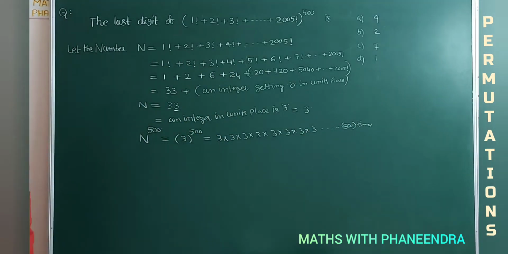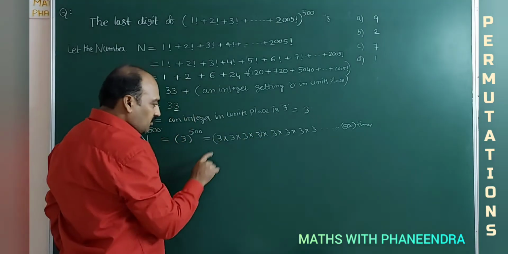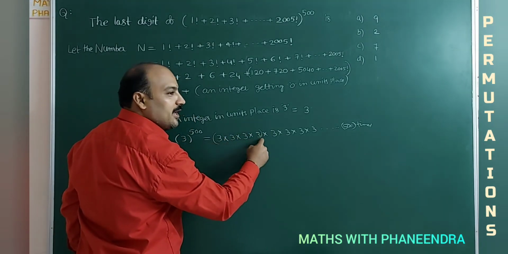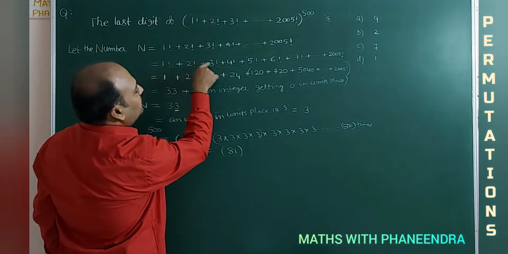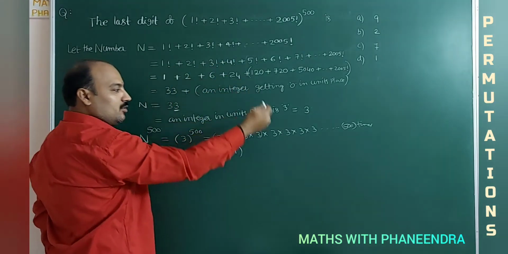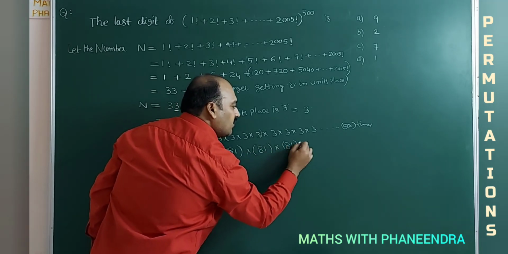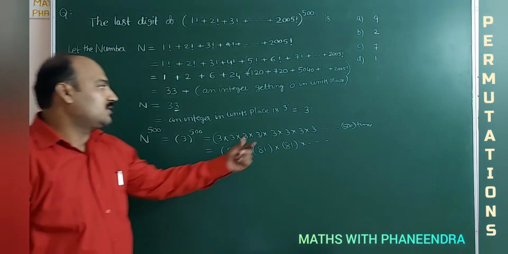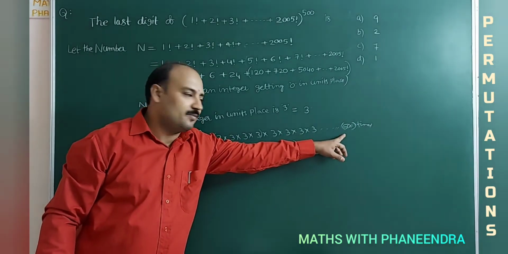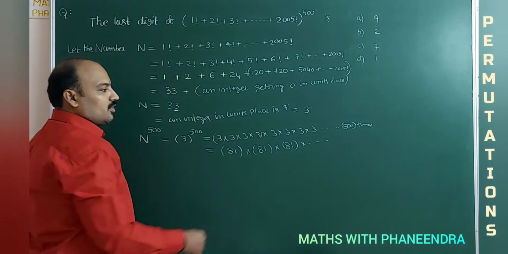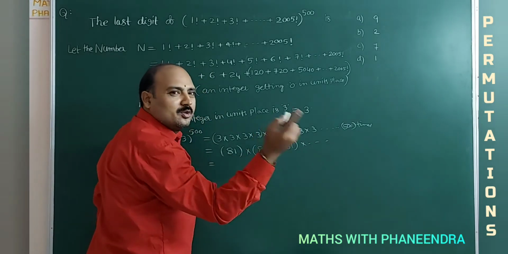I hope you understand, dear students. 3 into 3 is 9, 9 into 3 is 27, into 3 is 81. So like this, every 4 terms, the product becomes 81, 81 and so on. Like this, 4 terms will be there. In that, 500 by 4 becomes 125. If you do the product of these, ultimately the unit place will become 1 only.